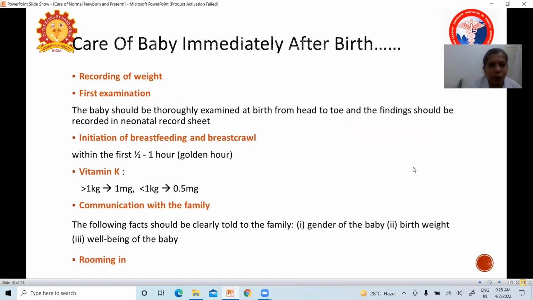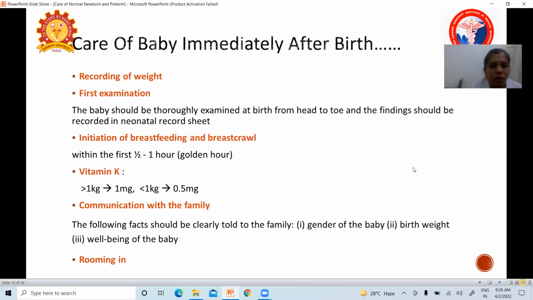Now we have received the baby, we have stabilized the baby, weight should be checked. And first thorough examination should be done from head to toe to rule out any external congenital malformations, and it should be recorded properly in the newborn case record pro forma.